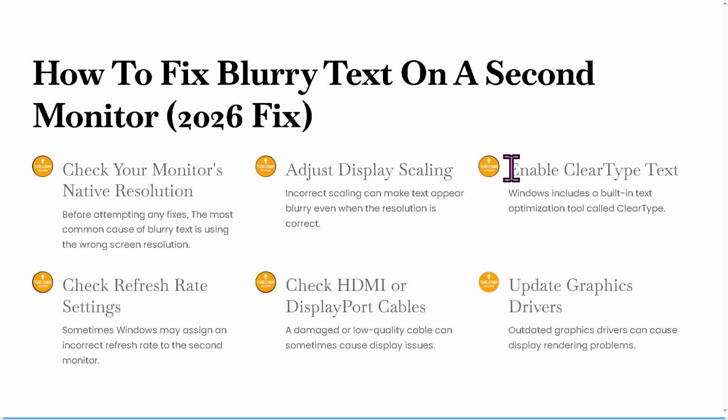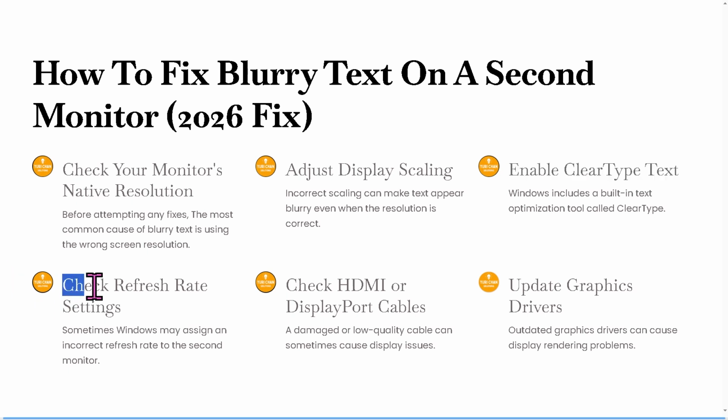And then my favorite is going to be enabling ClearType text. Windows includes a built-in optimization tool called ClearType. To enable it, press the Windows key, search for adjust ClearType text, open the tool, make sure turn on ClearType is checked. Follow the on-screen calibration wizard, and select the text samples that look best to you. Please take note, this feature can significantly improve text clarity on both LCD and LED monitors.